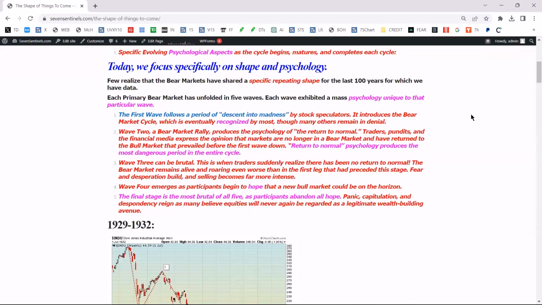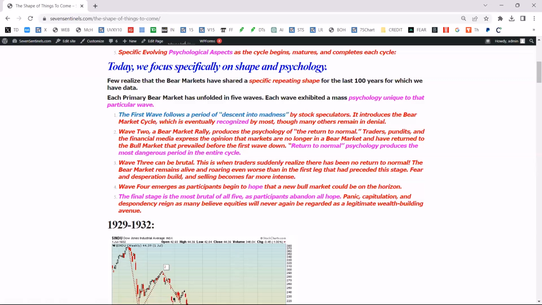But when you think in terms of the psychological aspects of that wave two, it fit right in with what happens in every cycle. Here are the 5 psychological states of mind that accompany each one of those waves, and you'll see where that fits what you're talking about here.